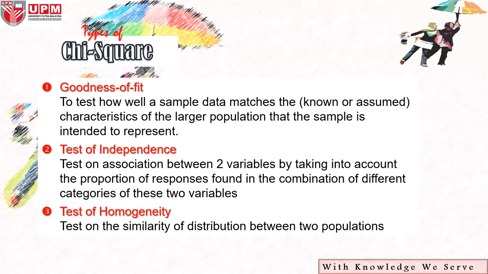We want to test the association or relationship between two categorical variables by taking into account the proportion of responses found in the combination of different categories of these two variables. So through the test of independence, we are going to use a contingency table ataupun cross tab. Kalau biasa guna Excel tu, biasanya kita pakai cross tab tu sebenarnya lebih kurang sama dengan chi-square test of independence. Okay, the last one, test of homogeneity, which we use to test the similarity of distribution between two populations. We want to compare two groups, the similarity between two groups.